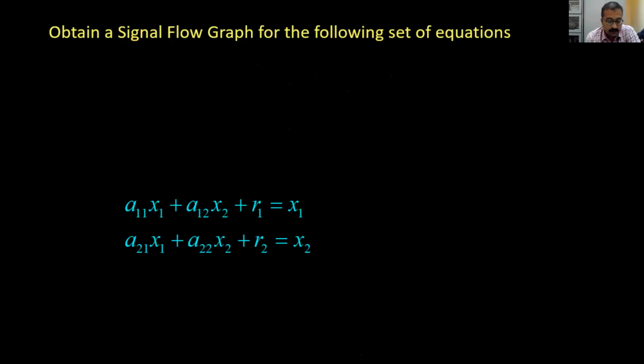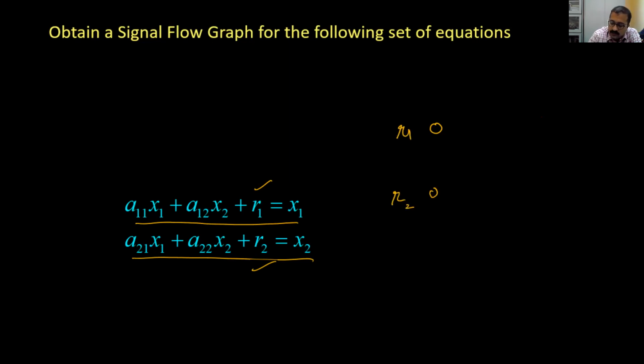So let us try this question. Obtain a signal flow graph for the following set of equations. Here R1 and R2 are the input variables, and x1 and x2 are other nodes or other signals. So first there should be two nodes, R1 and R2. Then there should be two other nodes representing x1 and x2.